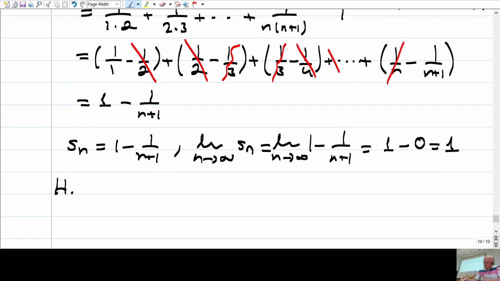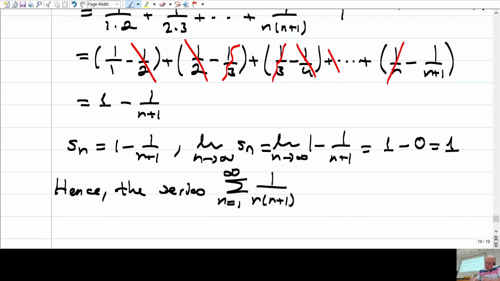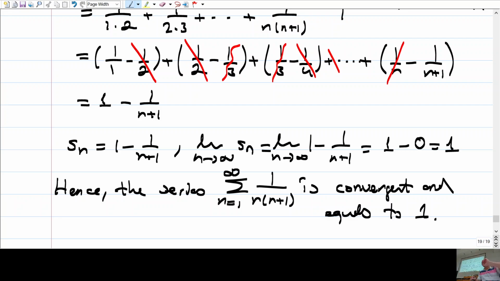Hence, the series from 1 to infinity of 1 over n times n plus 1 is convergent and equals 1. This sum converges to 1. Okay?